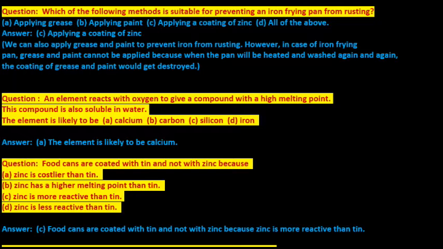Next question: food cans are coated with tin and not with zinc because A. Zinc is costlier than tin, B. Zinc has a higher melting point than tin, C. Zinc is more reactive than tin, D. Zinc is less reactive than tin. Answer is C. Food cans are coated with tin and not with zinc because zinc is more reactive than tin.